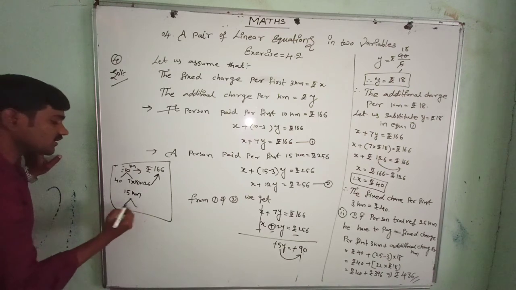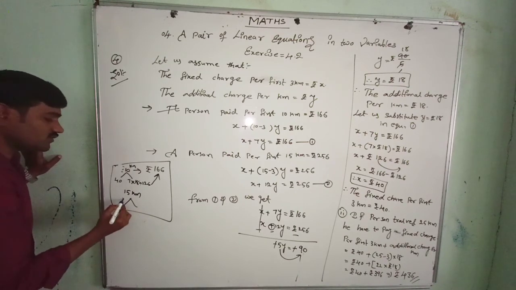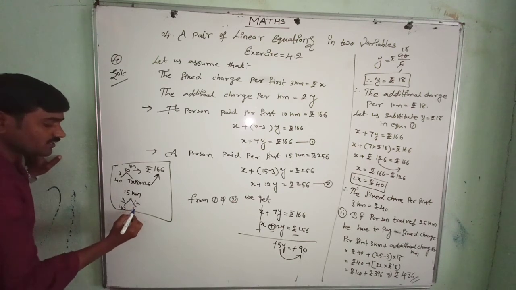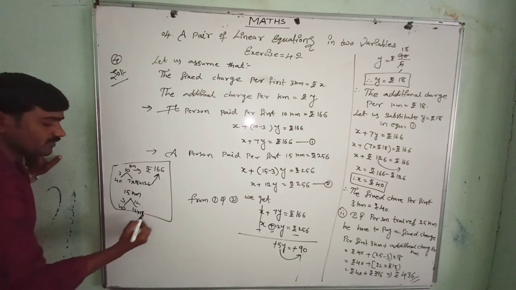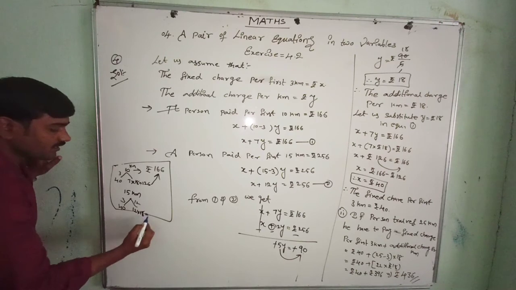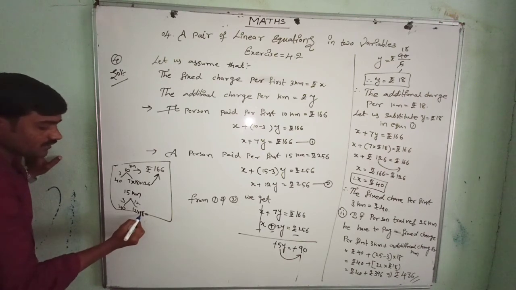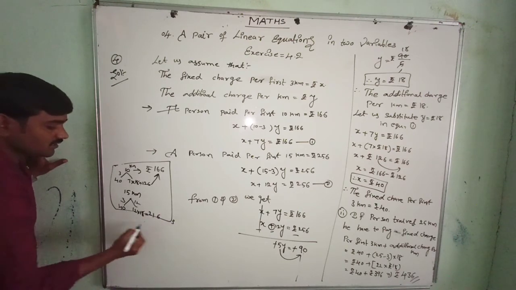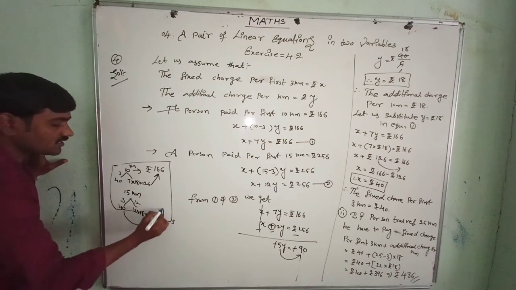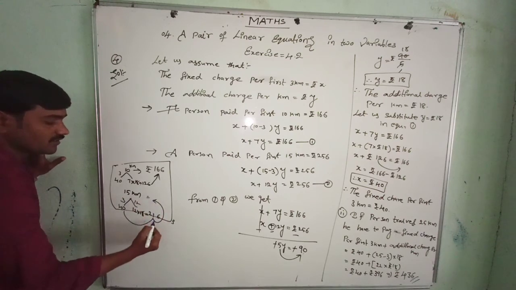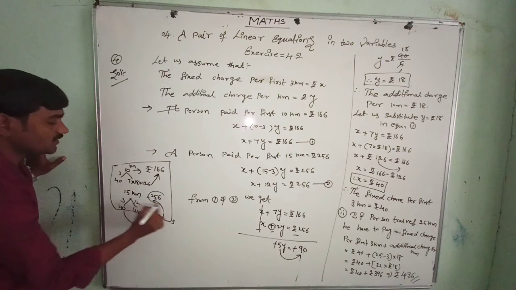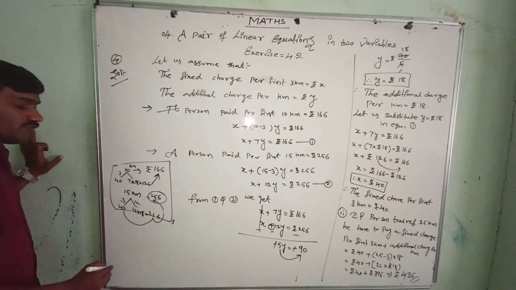Next he traveled 15 kilometers. For the 15 kilometers there will be 40 rupees for first 3 kilometers, and next for 12 kilometers, for every kilometer 18 rupees. So this will be equal to how much? 18 twos are 36, 3 carry, 18 ones are 8, 216. This 40 plus 216, 256 rupees. Yes, for 15 kilometers he paid 256.